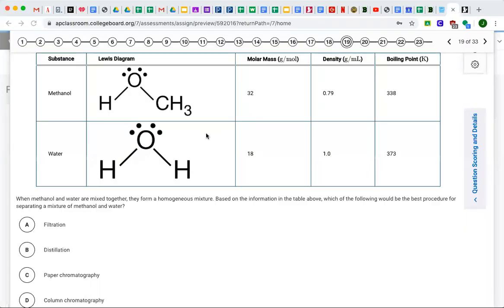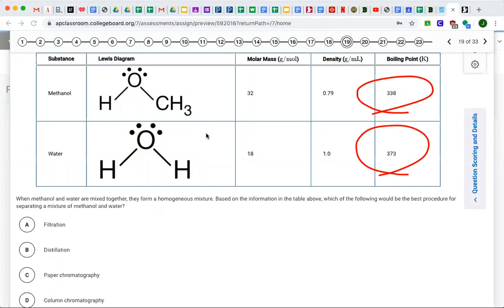All right, what do we think, guys, about this one? What do we think our correct answer is here? I think this is going to be B, distillation. Why do you think that? Molar mass and density can't really help us with the given choices here. Density would be good for trying to scrape the methanol off the top, but it is homogeneous. But the boiling points are different by almost 40 Kelvin. That's a pretty significant difference. So you know that the methanol is all going to boil off before any of the water starts to.